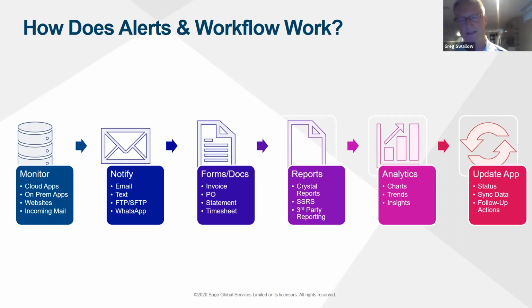So once we get all that information, we need to notify. We can send you an email. We can send multiple emails out to multiple people within the organization or internally, externally. We can send text messages. We can send it by FTP. We can do WhatsApp of sending it. How do we want to get that information to the appropriate people at the right time?